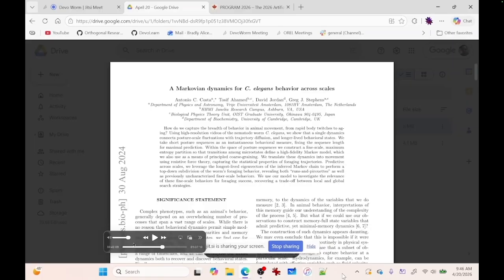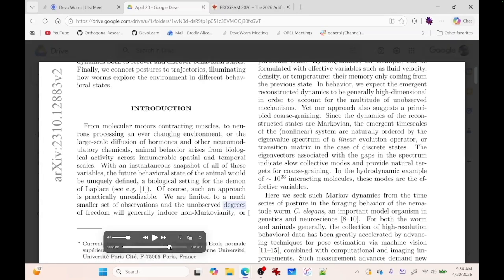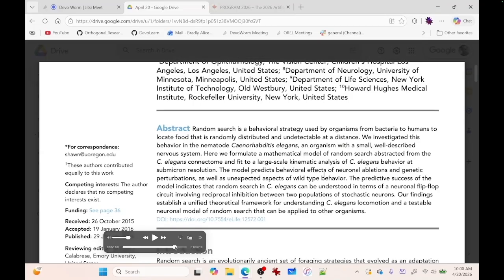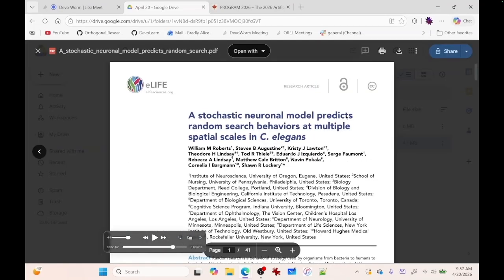So that's kind of what they're doing in this paper. And so they're successful in reconstructing these behaviors. And then we go on to this paper, which is a stochastic neuronal model that predicts random search behaviors at multiple spatial scales in C. elegans. So they're using a neuronal model to predict search behaviors, which are sort of the longer term behaviors that you see in the last paper.